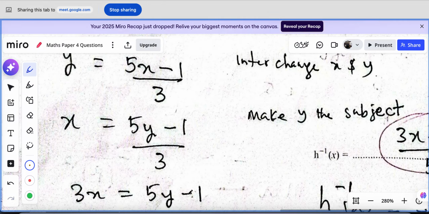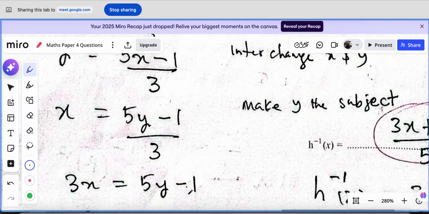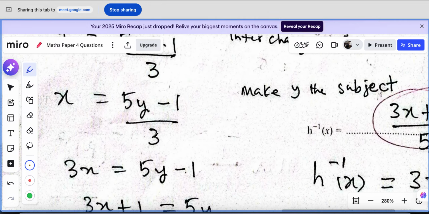The next is to cross multiply and make y the subject. So if I cross multiply, I will have 3 times x. It becomes 3x. Cross multiply: what is here, multiply with what is here. Cross multiply because of the equality sign. So if you cross multiply, here becomes 3 times x, I get 3x, equal to 5y minus 1.